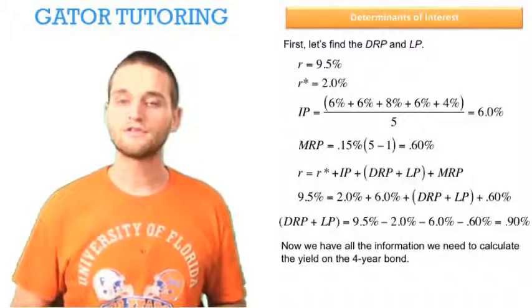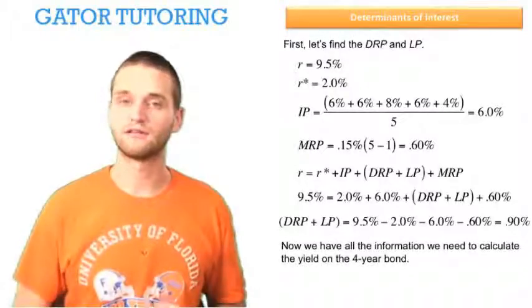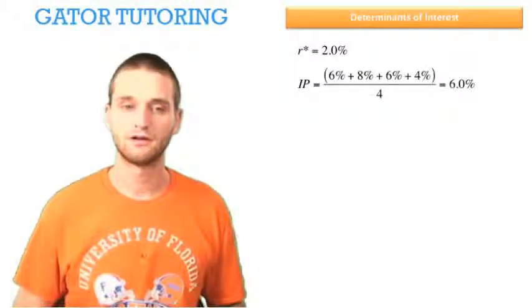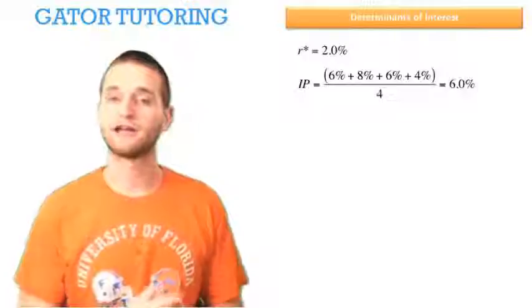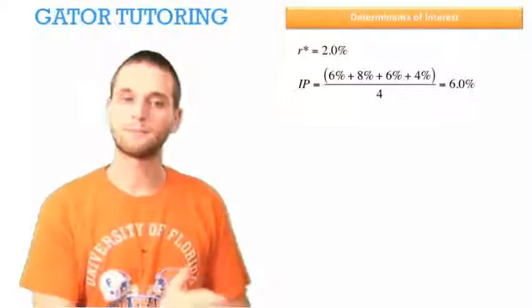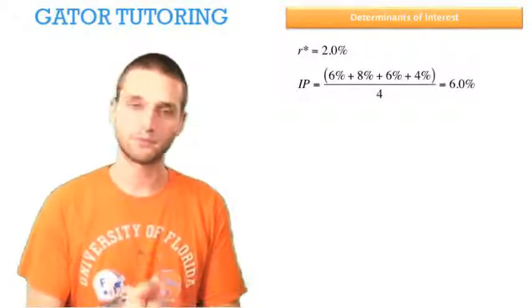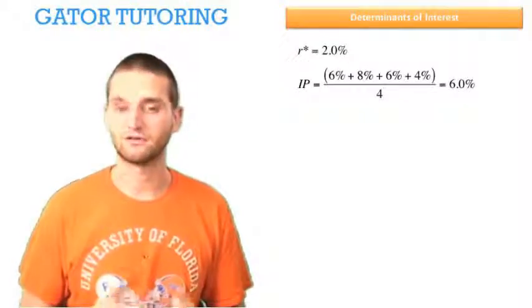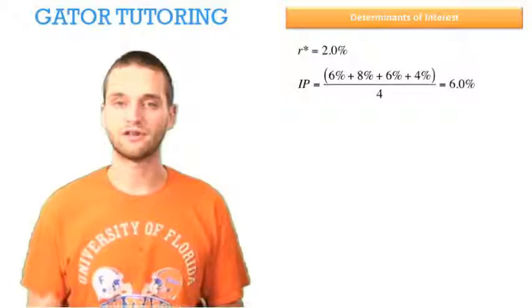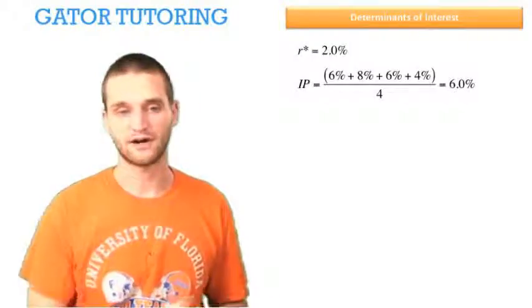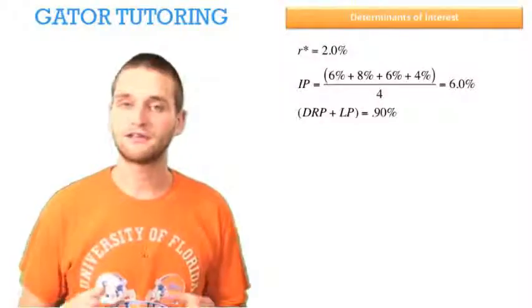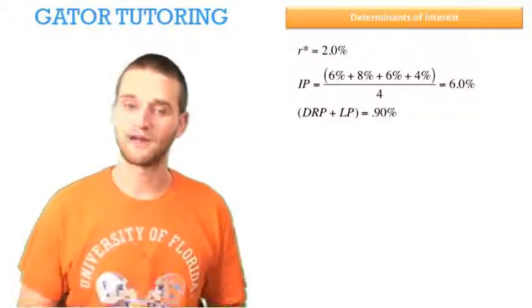Now we have all the information we need to calculate the yield on the 4-year bond. The real rate is still 2%. The inflation premium, now we're just looking at the 4 years, is 6% plus 8% plus 6% plus 4%, all divided by 4, and that gives us an average rate of 6%, which is just by coincidence the same as the average rate for the 5 years. The default risk premium plus the liquidity premium stay the same at 0.9%, that's what we just found.